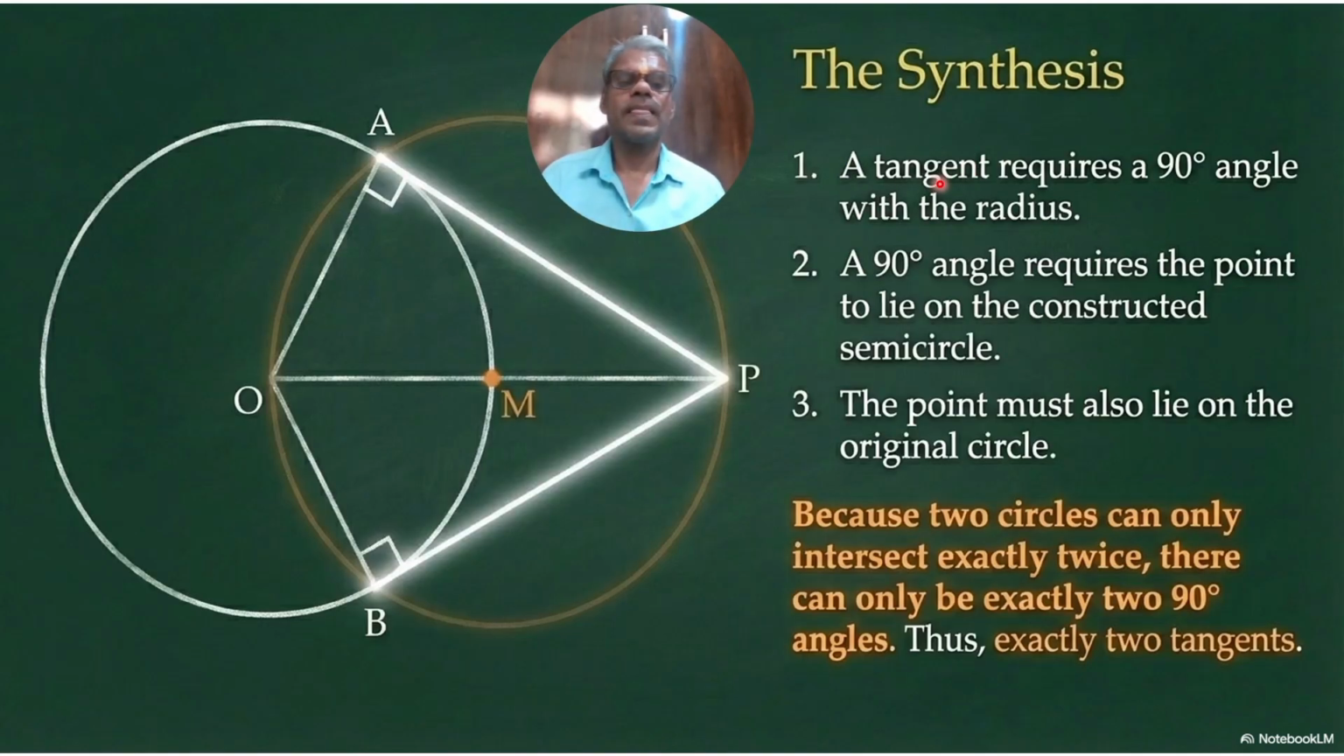The synthesis: a tangent requires a 90-degree angle with the radius. A 90-degree angle requires the point to lie on the constructed semicircle. The point must also lie on the orange circle. Because two circles can only intersect exactly twice, there can only be exactly two 90-degree angles, thus exactly two tangents.